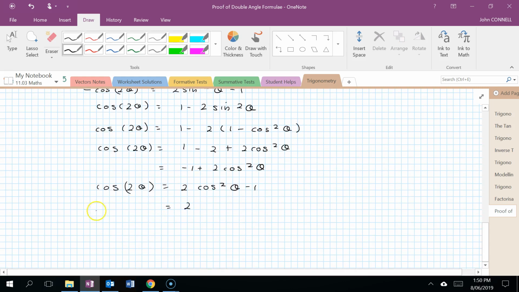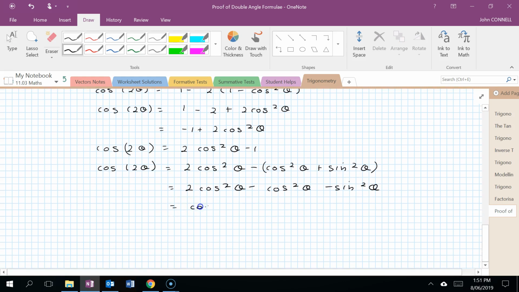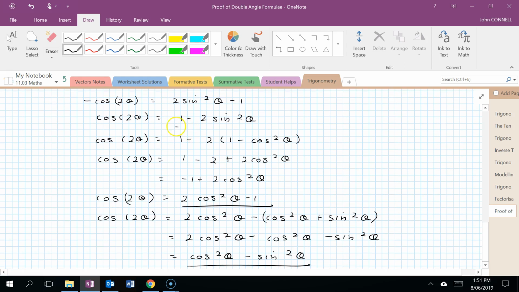So the one we were looking for was cos squared take sine squared equals cos 2 theta. So if I write 2 cos squared theta take cos squared theta plus sine squared theta, I'll get that that's equal to 2 cos squared theta take cos squared theta take sine squared theta, and 2 cos squared theta take cos squared theta just gives me cos squared theta take sine squared theta. And that's the three forms of cos 2 theta. Okay, and that's the proofs of the double angle formulae.